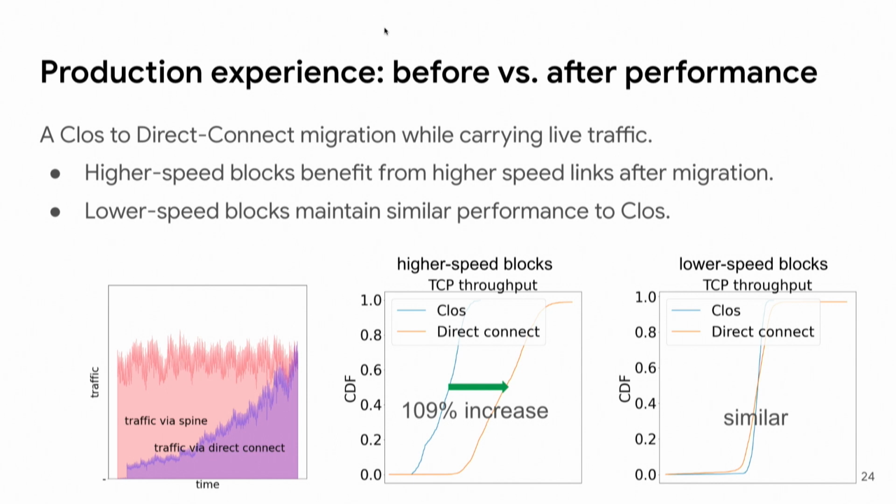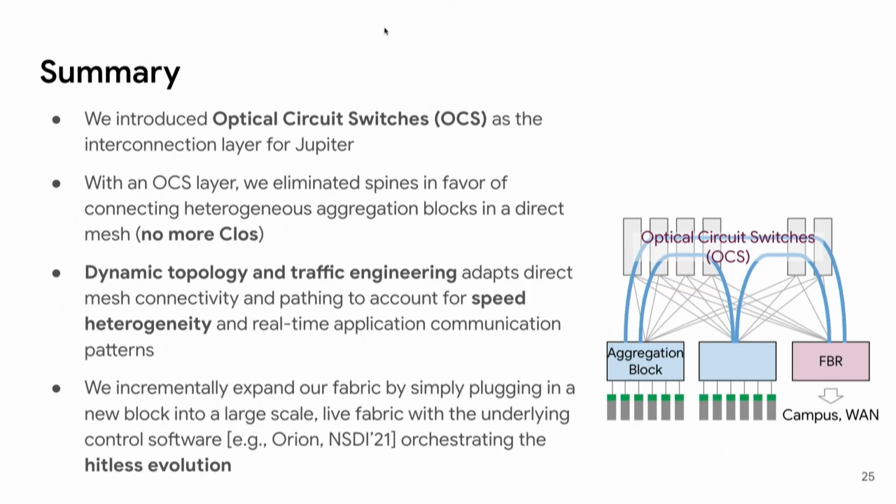We can see that the 100-gig blocks see their throughput more than doubled after the conversion, even though its physical capacity did not double, because many of its links still run at 40 gig due to its peers. But it does get a throughput boost. On the other hand, the 40 gig blocks have similar performance before and after the conversion, as they were not bottlenecked by the spine in the first place. So this is how we have converted our fleet from CLOS to Direct Connect.